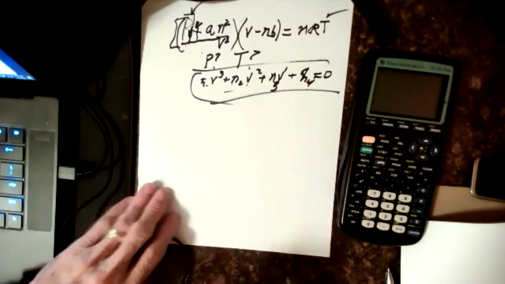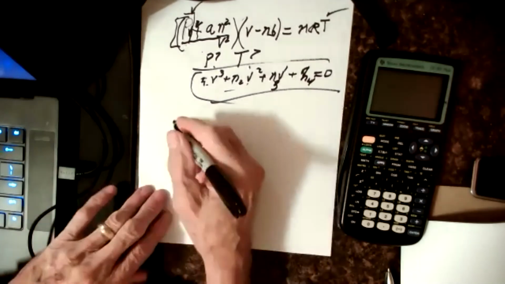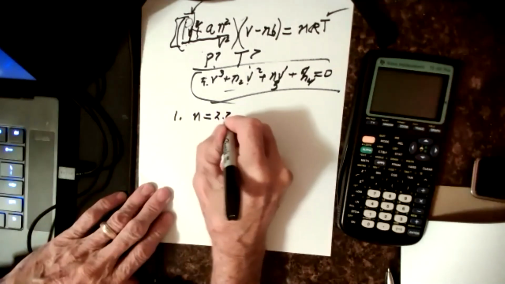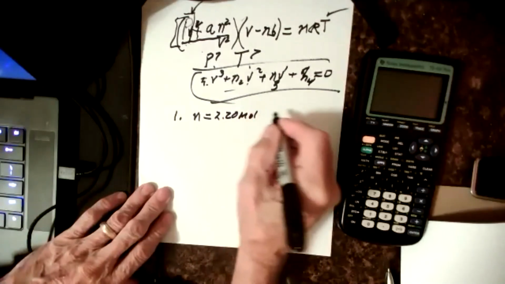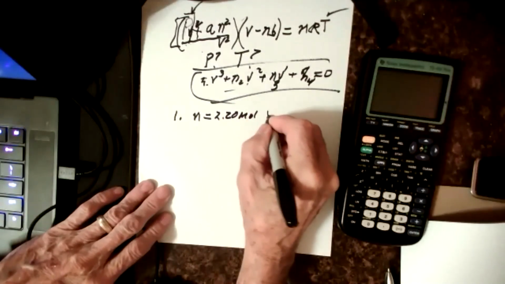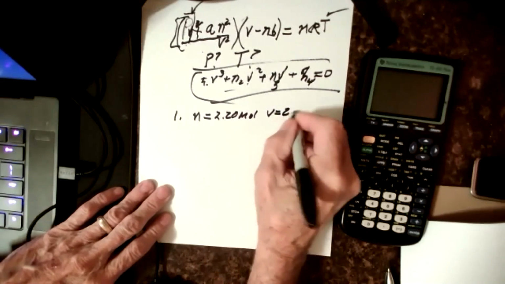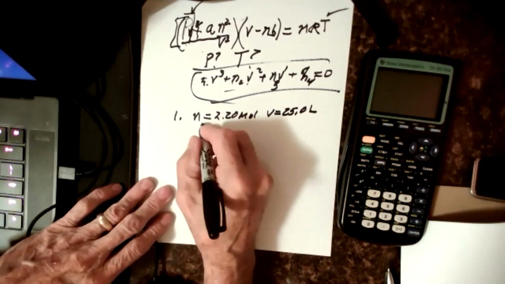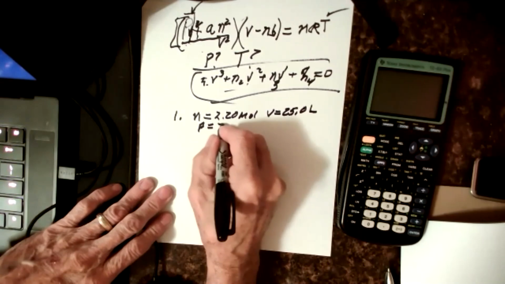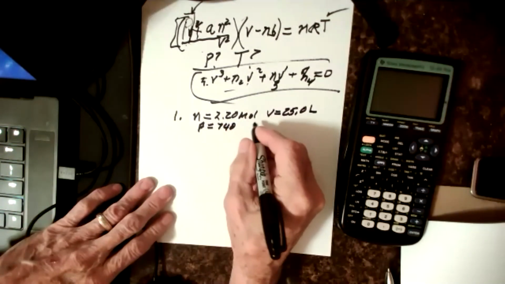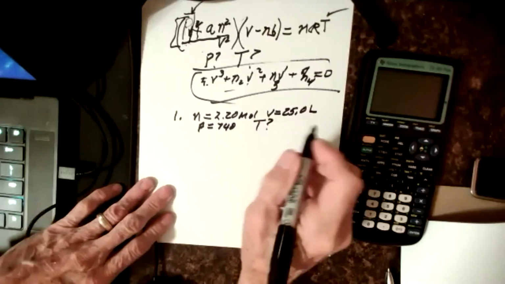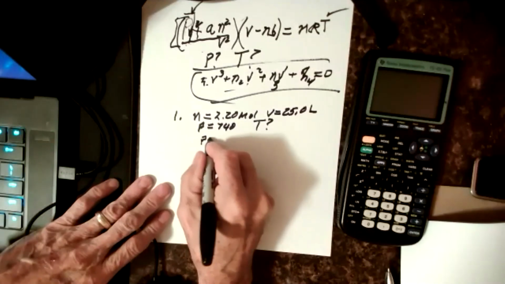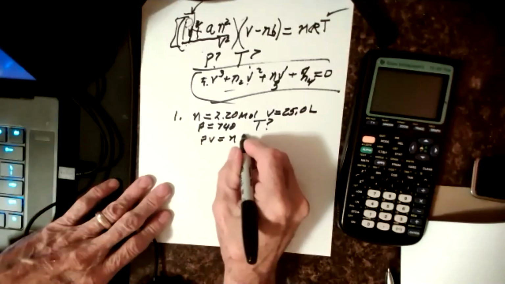Okay, so good. All right, now the first problem, we had n is going to be 2.20 moles of some gas. The volume is going to be 25.0 liters. And the pressure is going to be 740 torr at some temperature, and we're going to solve for the temperature. So if we've got an ideal gas, I've got PV equals nRT.